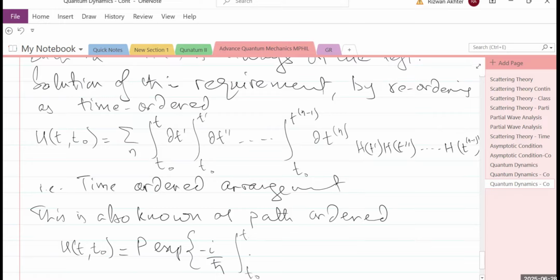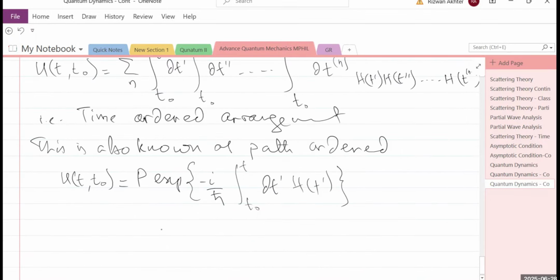इस t naught to t के अंदर वो सारे इंटीग्रल्स मौजूद हैं. So from t naught to t, from t naught to t prime, from t naught to t double prime, from t naught to t triple prime, so on up till t naught to t n minus one primes. और so हम अगर इसको एक्सपोनेंशियल नोटेशन में लिखेंगे, so this comes out to be the same dt H of t prime n bracket close. So this is basically path order or time ordered exponential.